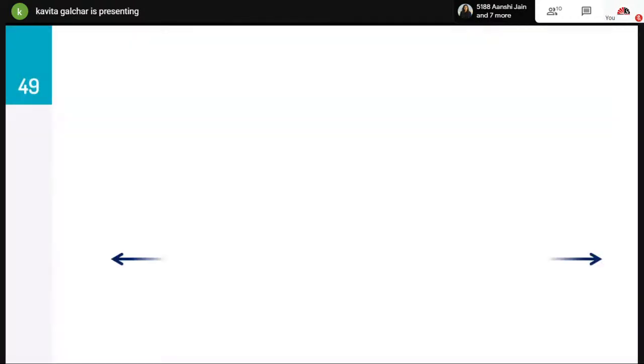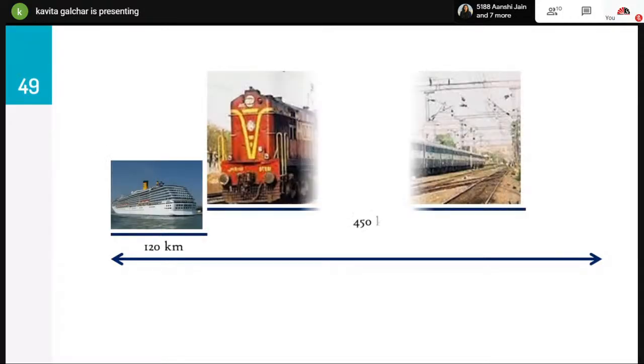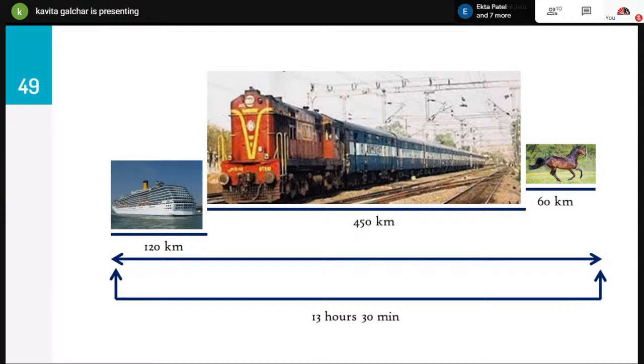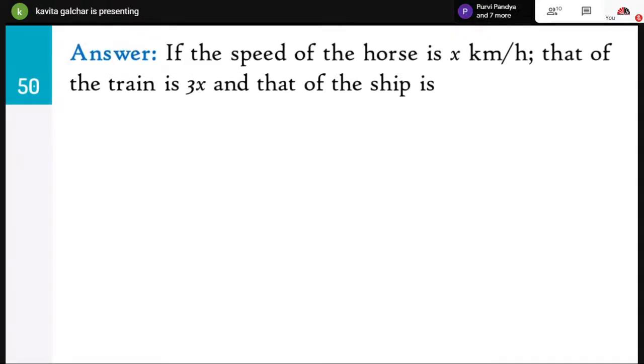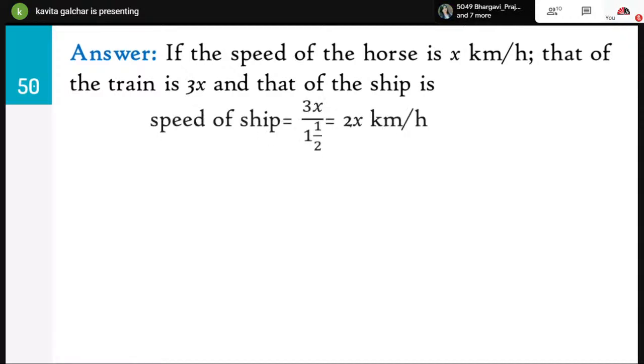These are the options. See what the problem tells you. Travel a distance 120 by ship, 450 by train, and 60 by horse, and the total time is 13 hours 30 minutes. So here speed is not given, but they have given you the relation between the speeds of horse, train, and ship. Let's suppose the speed of horse is x. Then the speed of train is 3 times that of the horse, therefore 3x. The speed of train is 1/2 of the speed of ship, therefore the speed of ship is 3x upon 3/2. You will get 2x kilometers per hour.